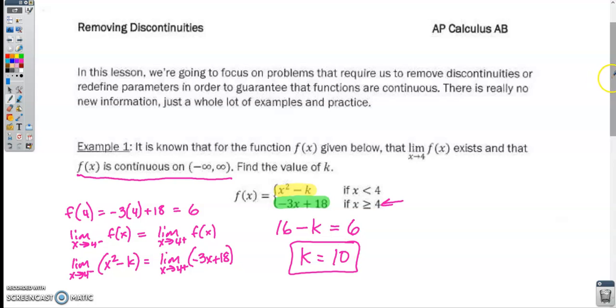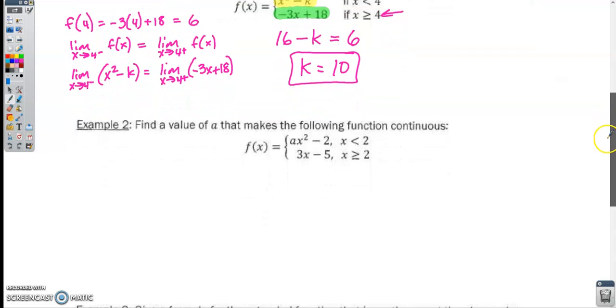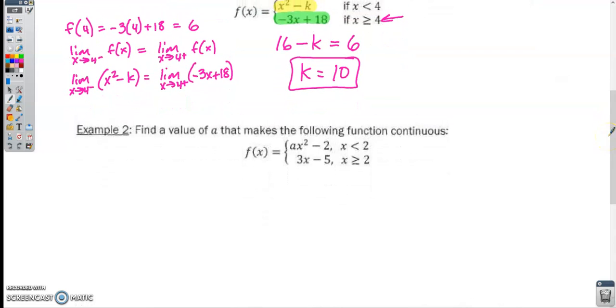All right, let's go down to example 2. Find a value of a that makes the following function continuous. Again, one of these is going to give us the function value at x equals 2. 2 is where we're really concerned. Both of these branches of this piecewise function are polynomials, so they are continuous everywhere on their domain. And so we know that the function is continuous everywhere except for x equals 2 right now.